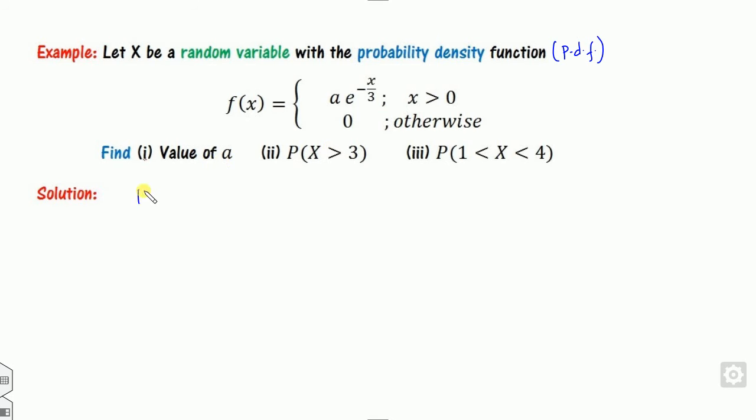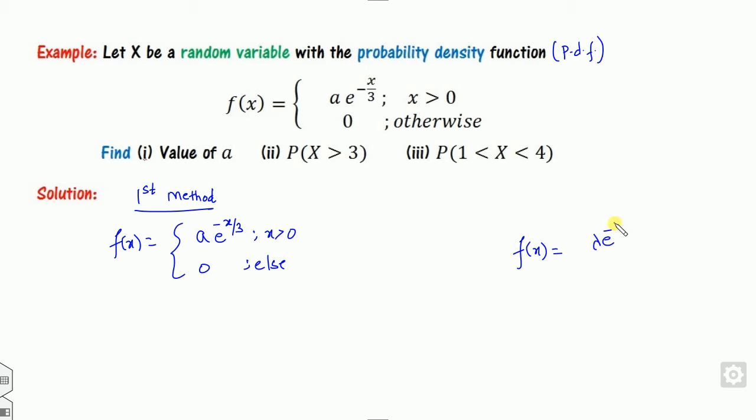There are several methods you can use to find the value of a. I will just discuss 2 methods. First method, if you look very carefully at this function, and this is given to be a PDF. Okay, so what is the meaning of that? If it is a PDF, you can think about which function it is. So look at that. If you compare this function with this, can you find the value of lambda here?